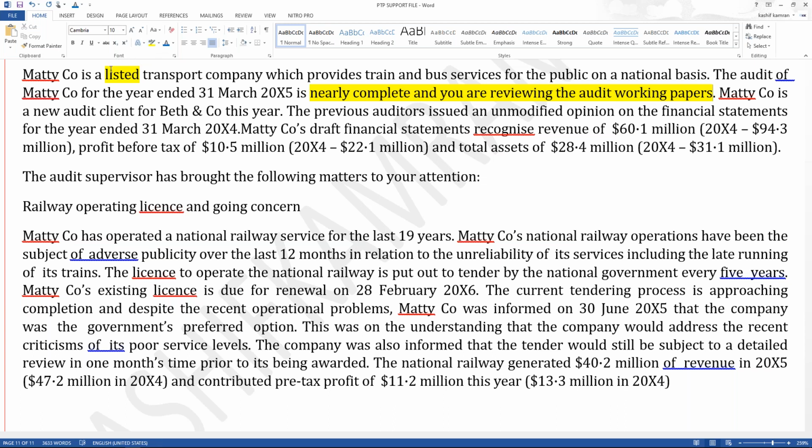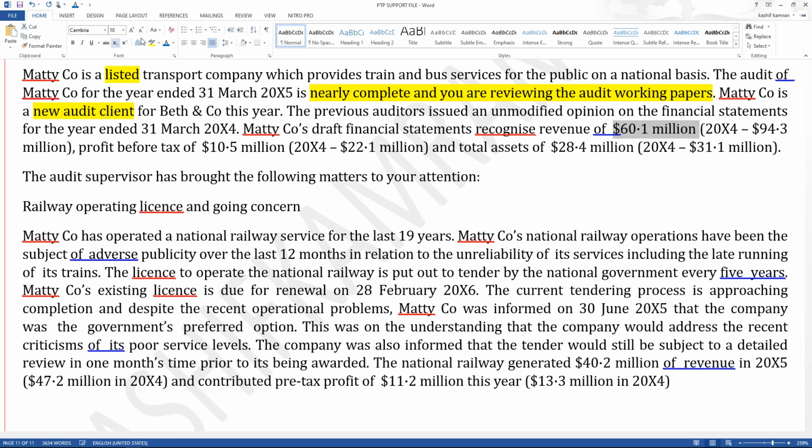Medi company is a new audit client of the audit firm, a new audit client. So is that an important information? I might need to use it somewhere when answering the question. It's a listed company, that's important. It's a new audit client. And we are standing at a completion stage of the audit. The previous auditor issued an unmodified opinion on the financial statement. Let's see which opinion will I be issuing, because this time I am performing the audit. Medi company's draft financial statement recognize revenue of 60.1 million. I can use the figure of revenue for finding the materiality if needed.